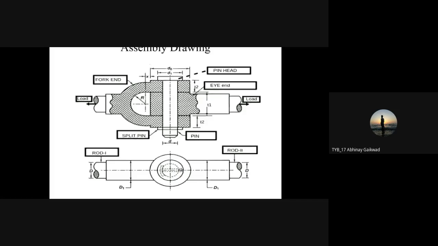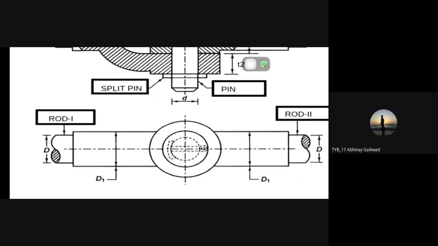Now here D1, capital D1, is the diameter of the double eye section and single eye section too, which is the enlarged part of the rod through which we are going to transmit the load. Here it has been clearly mentioned rod 1 and rod 2, the elements through which we are going to transmit the force.